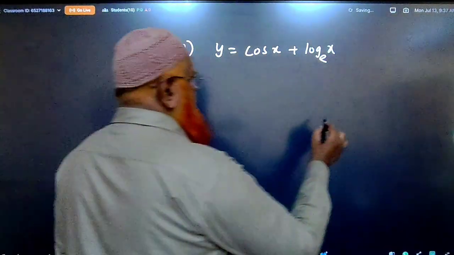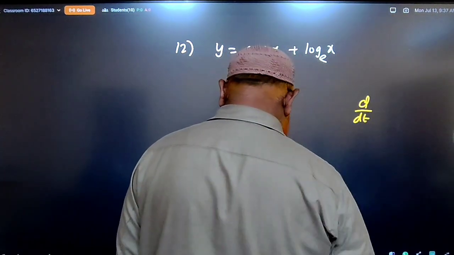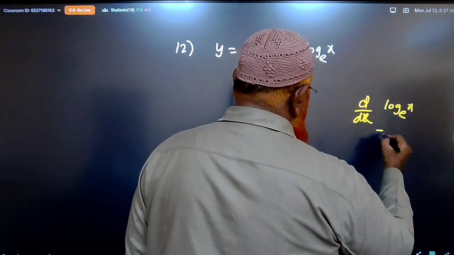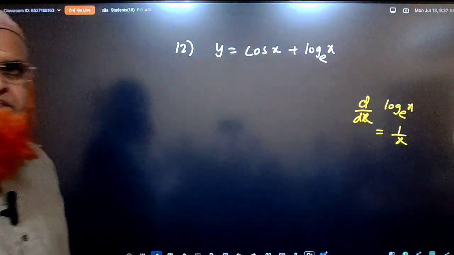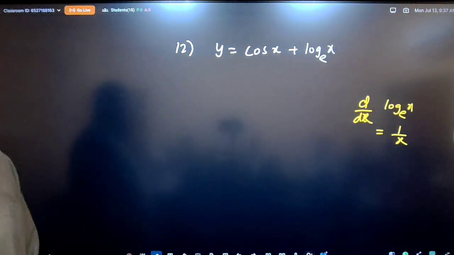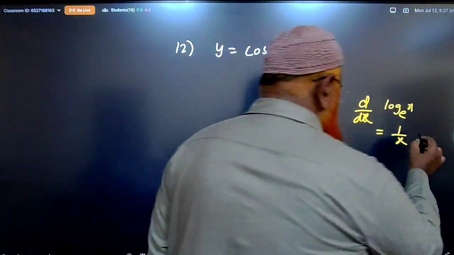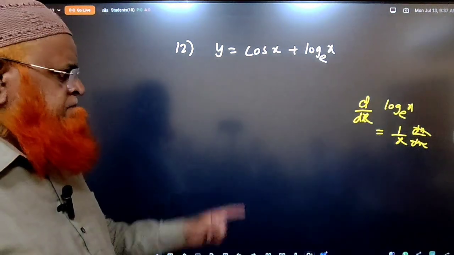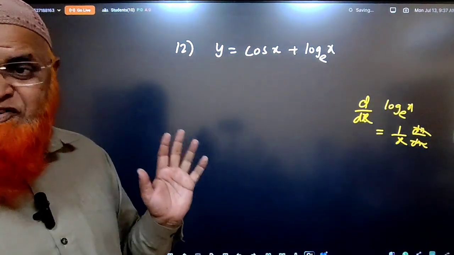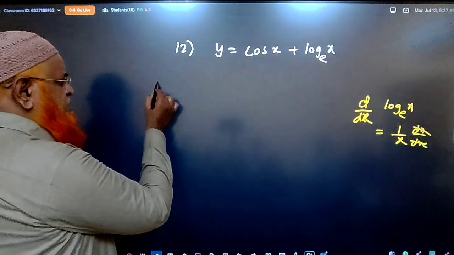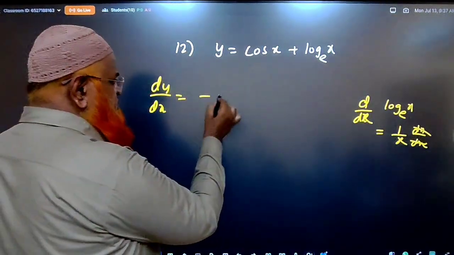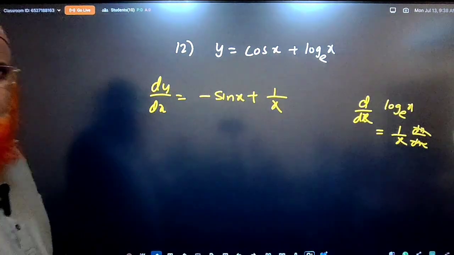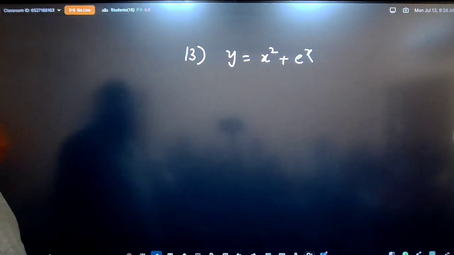See, differentiation of log x base e is going to be 1 by x. You just remember this one. Again, x you have to differentiate separately, the second layer, so dx by dx is going to be 1 here, no need to write that one. You have to remember these formulas. Then let us see what's going to happen now. Dy by dx is going to be derivative of cos x, which is minus sin x, plus this is going to be 1 by x. That's it. Understood?